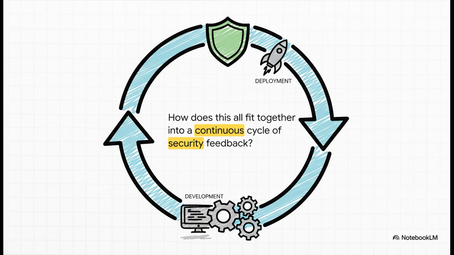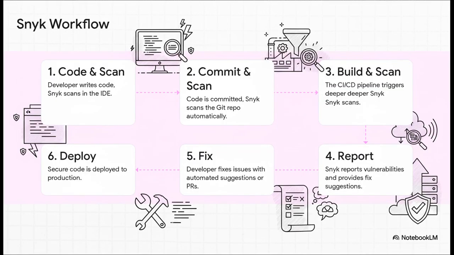So what does that actually look like day to day? Well, let's walk through it. It all starts right in your code editor, where Snyk is scanning as you type. Then, when you commit your code to Git, Snyk scans the repository. When your CI/CD pipeline kicks off to build the app, it triggers even deeper scans.